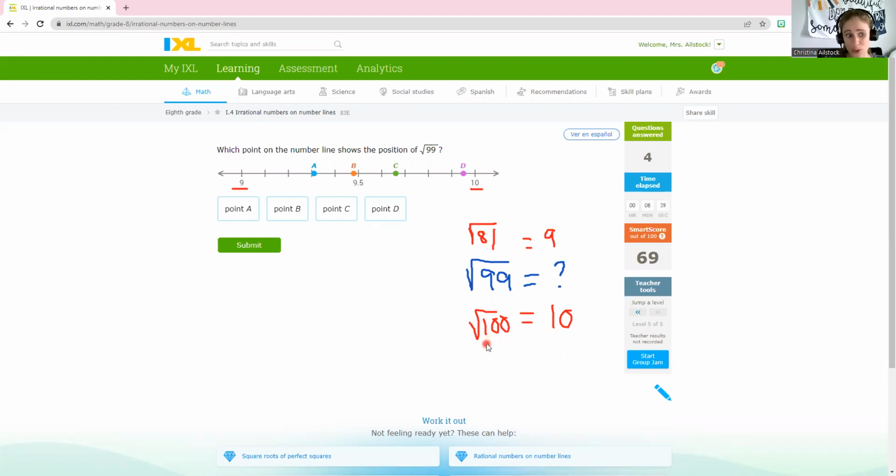It's really close to 100. It's literally one number away from 100. Therefore, the point that we're going to choose is the one that's going to be closest to 10 on our number line, and that would be right here, point D. That is our best approximation. So it would maybe be something like 9.8 or 9.9, something like that, super close to our 10.